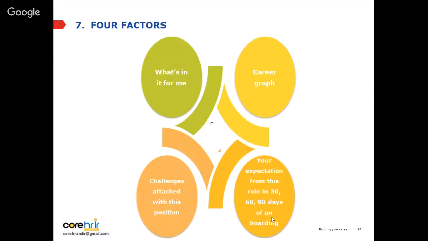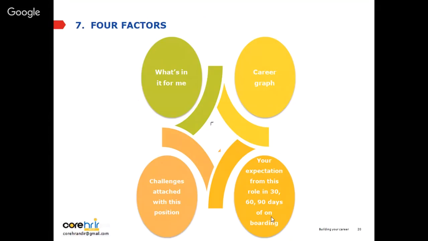These are the four factors which any interviewer should be ready with. Like, a candidate may ask you the question, what is in it for me? So be ready with this question. You should know what career graph you are going to offer this particular candidate, what the challenges attached with this position are, and your expectation from the role within 30, 60 and 90 days of onboarding, so that accordingly you can frame your questions while having an interview.